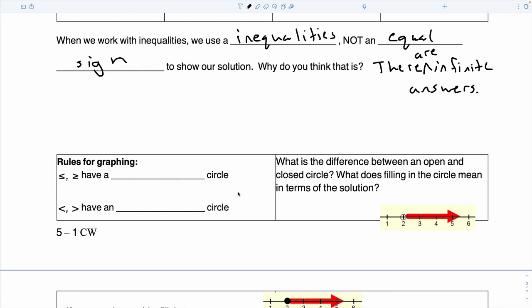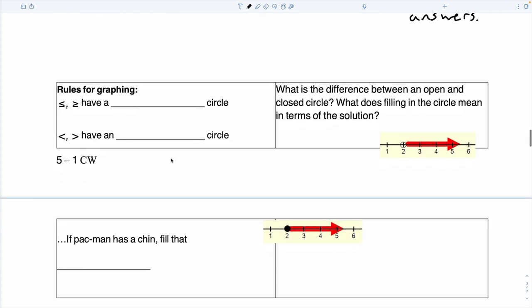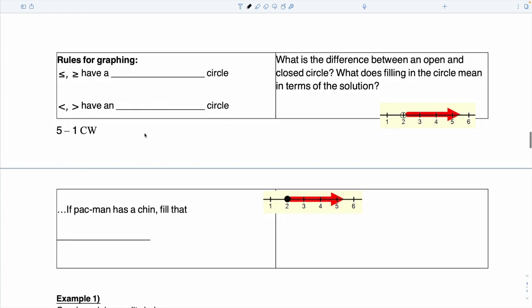Great. So now we kind of know what it is. We're going to graph it. And when you graph it, you're showing a visual for what the inequality is saying. Here's some rules for graphing. When you have a less than or equal to or greater than or equal to sign anywhere, you're going to graph a closed circle. A closed circle looks like this. Underneath this symbol, write x is greater than or equal to 2.